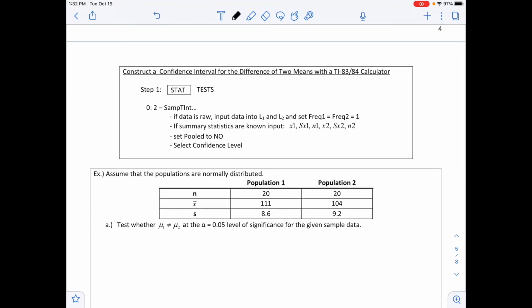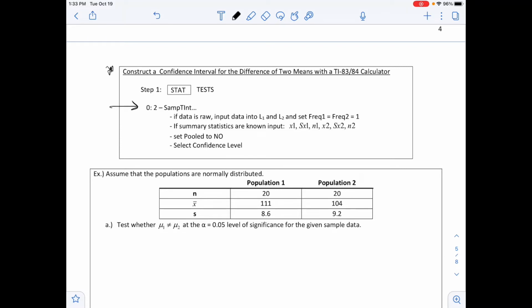On the next page, we have constructing a confidence interval for the difference of two means with the TI-83 and 84 graphing calculator. The first thing that we're going to do is go to stat, test, and then to two-samp t int. So in order to get that confidence interval, we need to go to int, whereas for testing we go to two-samp t test. If the data is raw, you input it into L1 and L2 and then set those frequencies equal to 1. And if summary statistics are known, make sure to input those correctly. Set pooled to no, and then select your confidence level. Again, your output will be your lower bound and your upper bound.